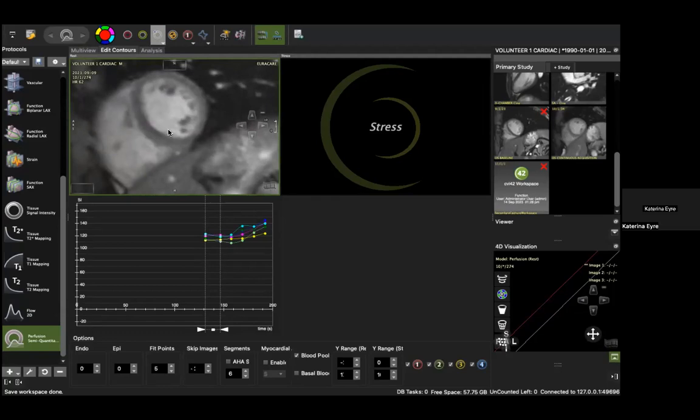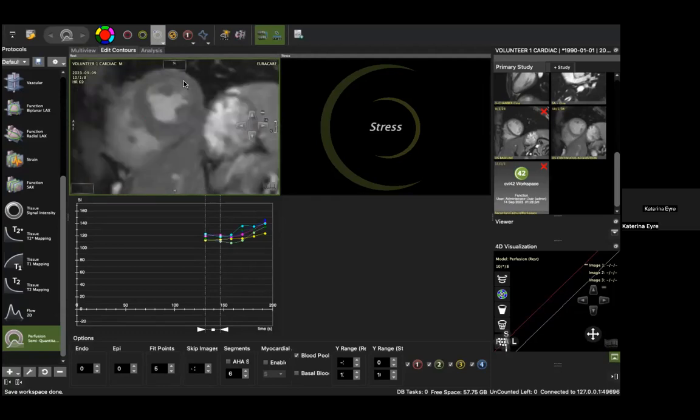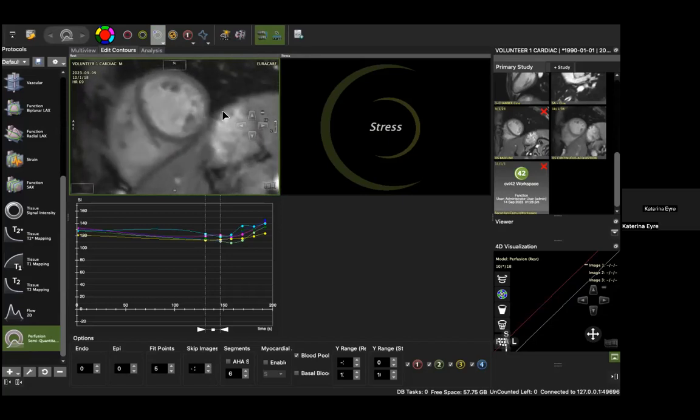What we normally notice after about 40 seconds is that the signal intensity curve will start to plateau. That's why we have the patient or the subject hold their breath for at least 40 seconds, because we like to hit that plateau phase. So I'm just going to keep going. And sorry.